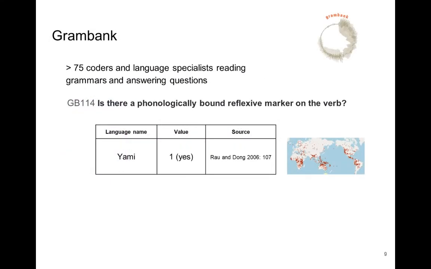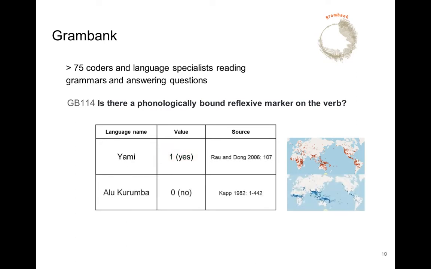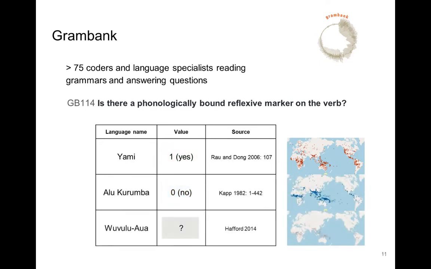Like this Yami example, most data points in Grambank are answers to yes or no questions. So this could be answered with a yes, like Yami, or with a no, like Alu Kurumba here. And in some cases, the answer is unclear or unavailable, and in these cases, we answer with a question mark.